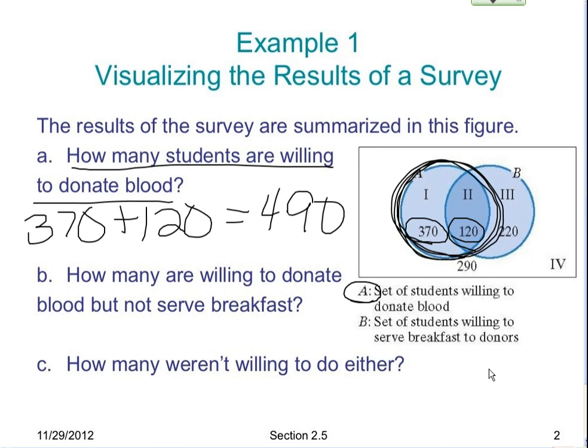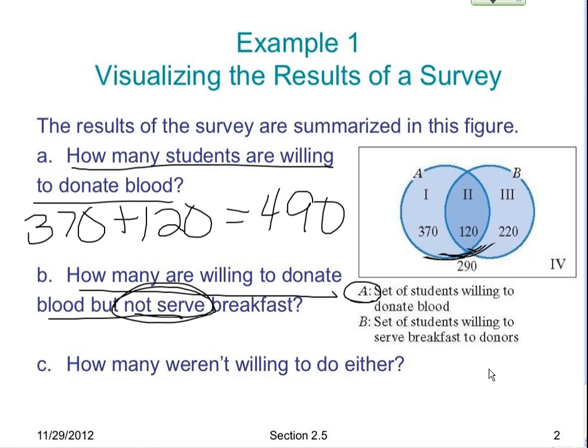Next question, how many are willing to donate blood but not serve breakfast? So we want donate blood, not breakfast. So this is the donate blood. These are willing to also serve breakfast, so we don't want those. So we're just interested in donate blood. There's 370.